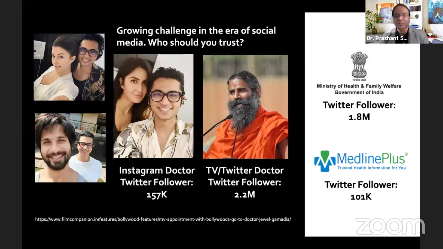Then you have a Baba, nowadays they are practicing medicine. Recently, I wouldn't say the name of this Baba, but you all know him, he launched a drug called Coronil for the cure of coronavirus. He has a Twitter following of almost 2.2 million, whereas the Twitter account of the Ministry of Health and Family Welfare of the Government of India has only 1.8 million followers. So who are you going to trust? The people who are practicing on the social media, or the information provided by the reputable sources?